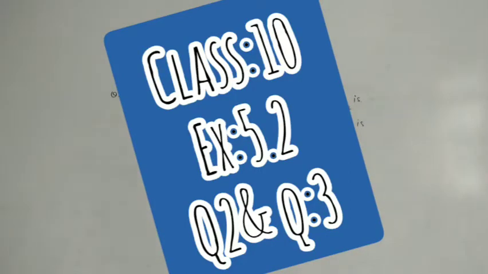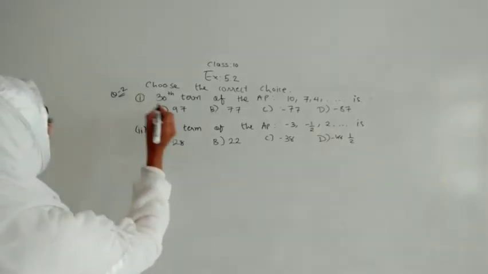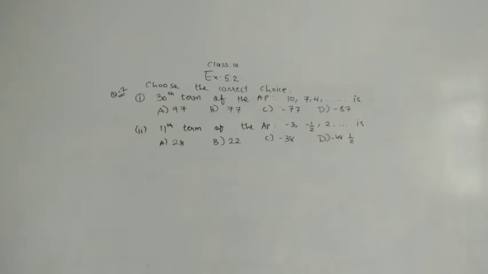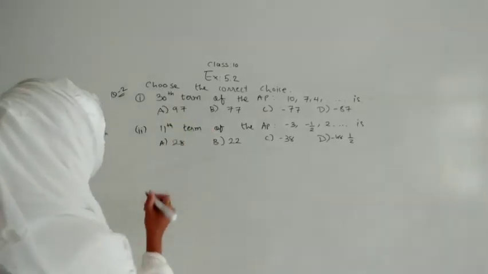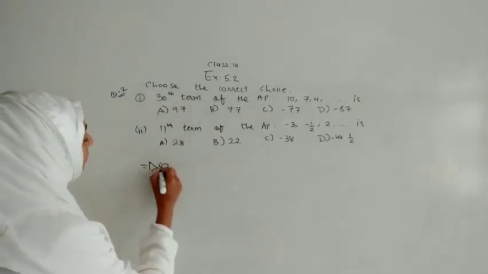Here we are doing exercise 5.2, class 10, question number 2. Choose the correct choice. Here will be the first question, that is the 30th term of the AP. If the AP is given to us, we have to find the 30th term. So here I am doing the solution of it.